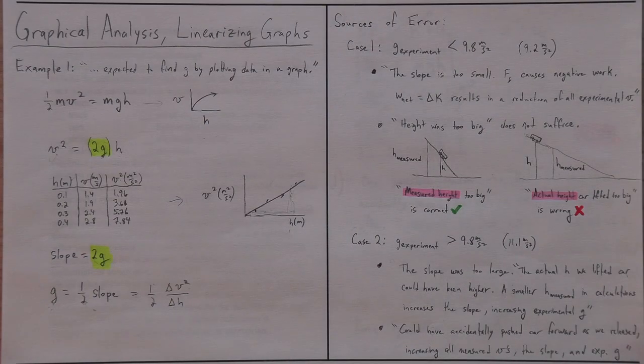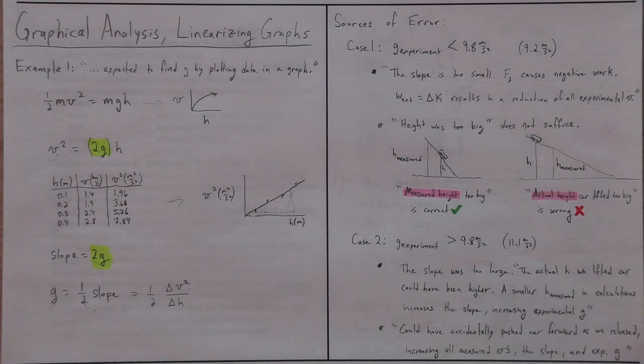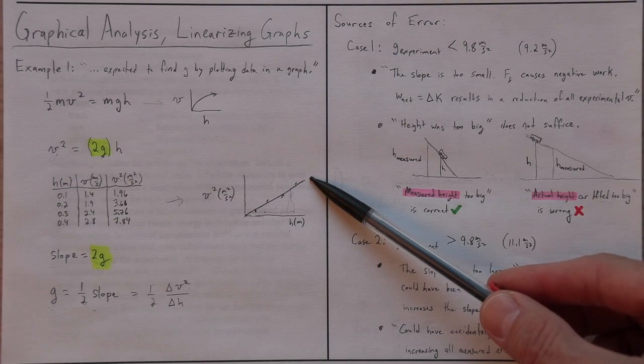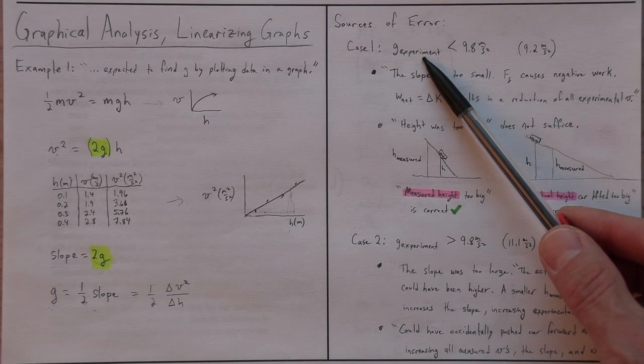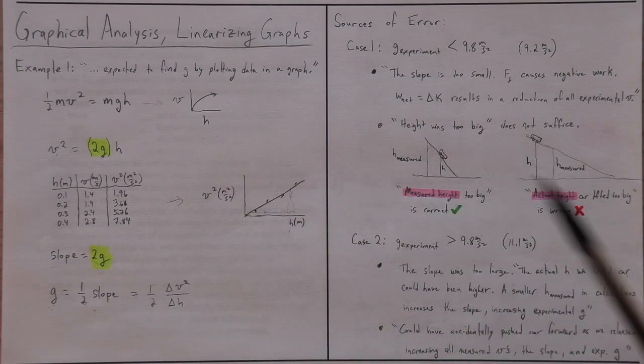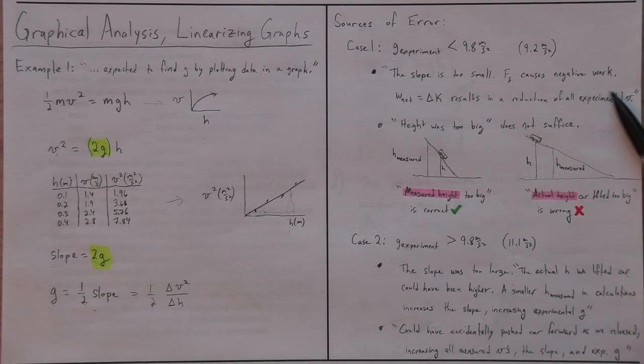Now, let's suppose I had to come up with some sources of error. I already mentioned how to do this a little bit on the last example, but I want to go into it in more detail in this particular case. So let's suppose, case 1, I do this experiment, I make the straight line, and I get an experimental g less than 9.8, like for example 9.2, okay? Then the question asks, come up with a reasonable source of error.